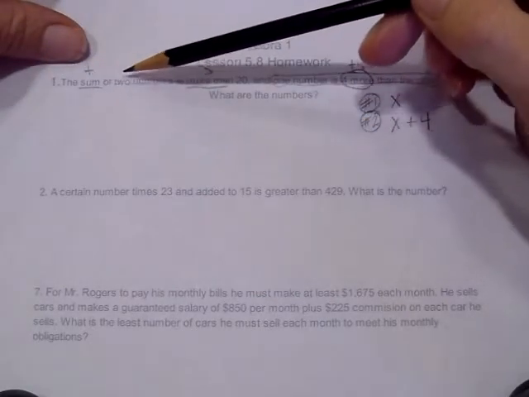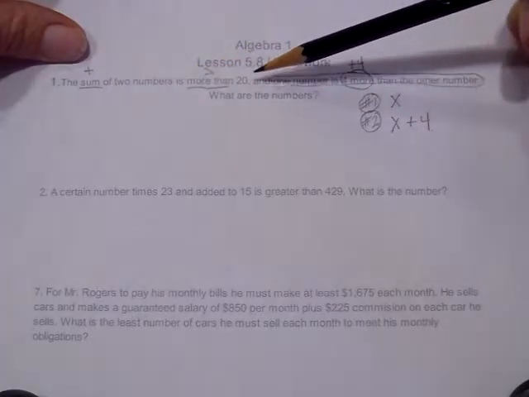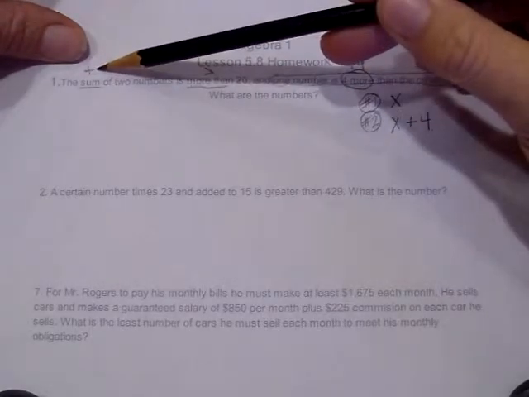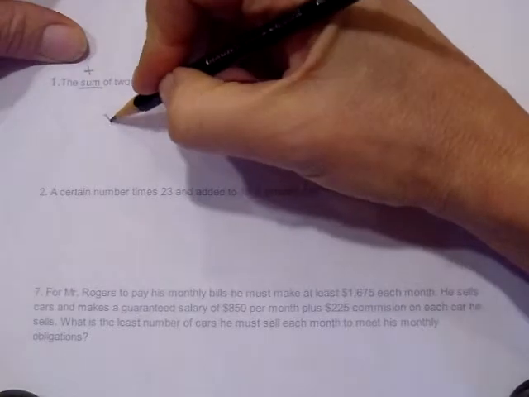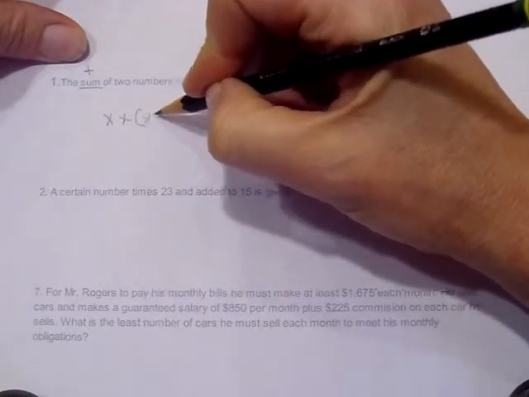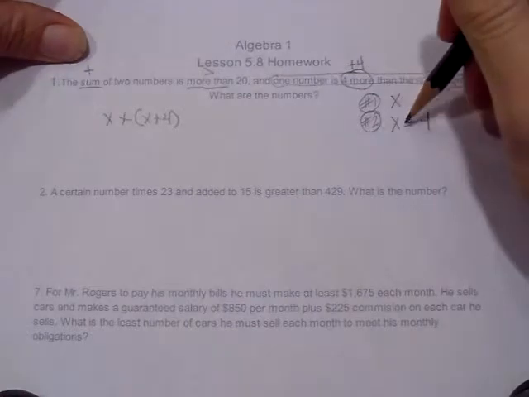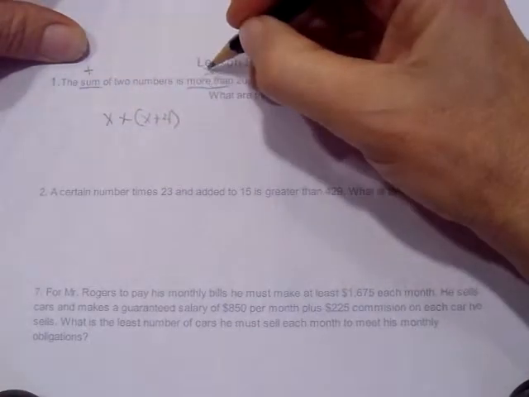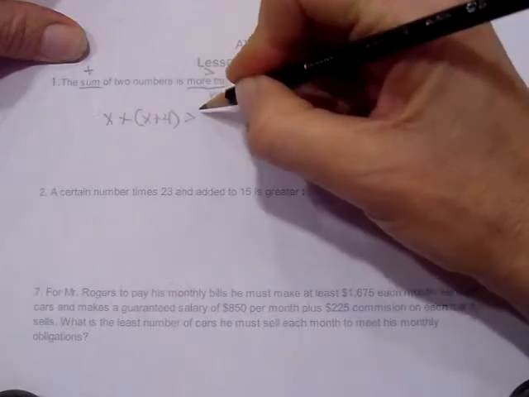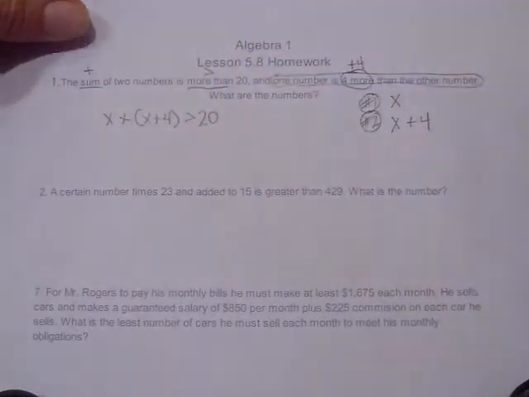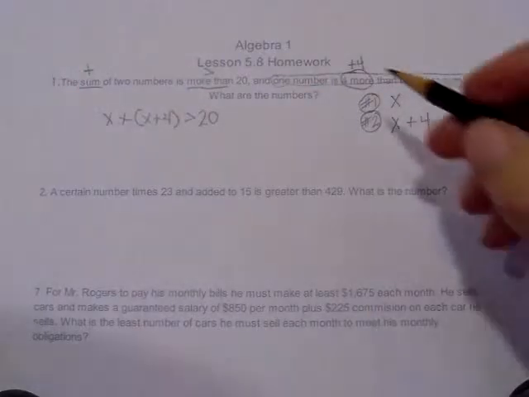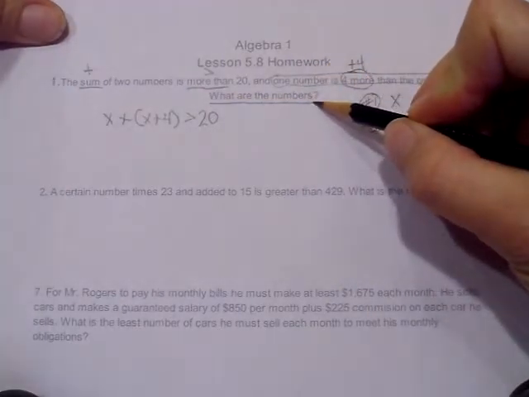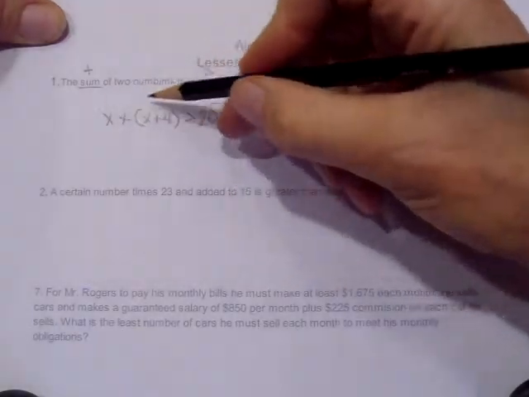It says the sum of the two numbers is more than 20. So the sum means addition again. So if we add the sum of the two numbers, x plus x plus 4, those are our two numbers, the sum of that we know is going to be more than 20. So that's your equation that you need to work with, and then you just solve for x to find what the two numbers are. Remember, the question is what are the numbers? So we want to know both of them, not just the one. So let's do this one together.